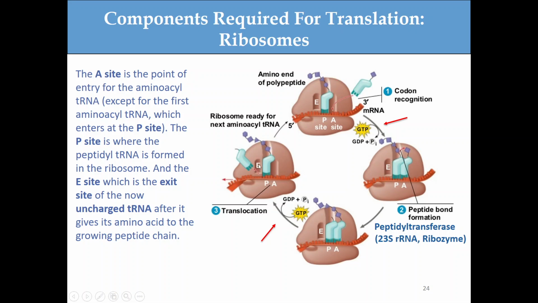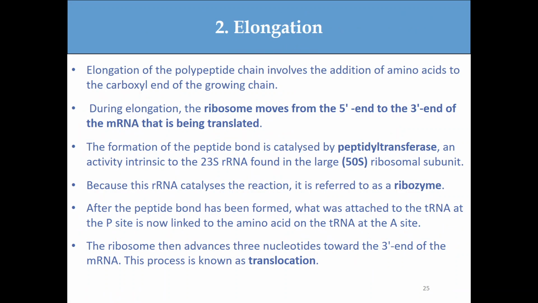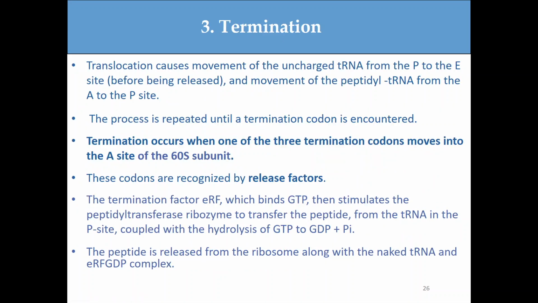And what happens? Now the empty transfer RNA exits through the E site. And everything now is in the P site. And this continues and so on. The movie will explain it to you in more detail. Elongation. Now we continue with the synthesis, the ribosomes continue with the synthesis.